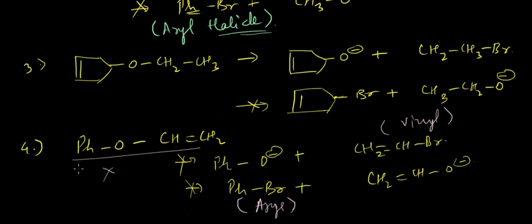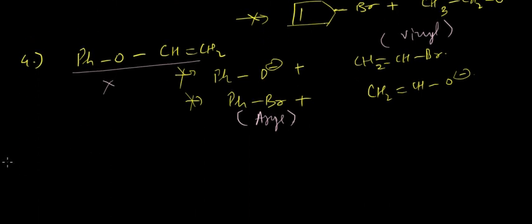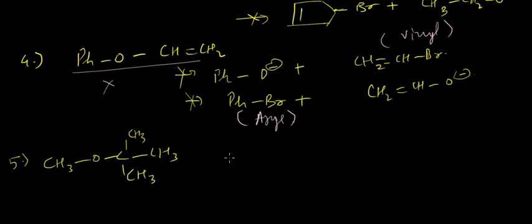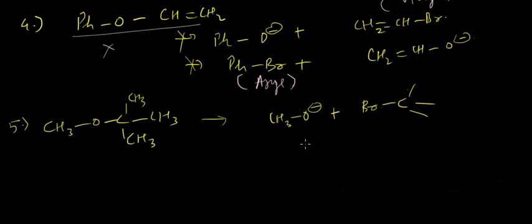Okay, let us look at the fifth example, wherein we have something like this. So how can you form this? You can actually have CH3O minus with Br here. Okay, or you can actually have O minus with CH3Br here. Either way you can actually attack it.